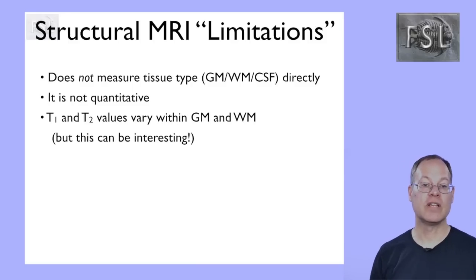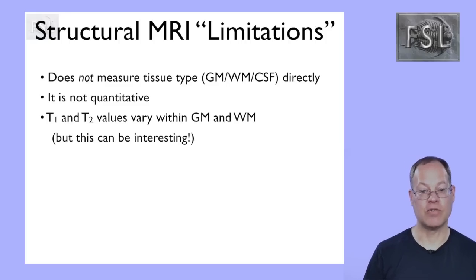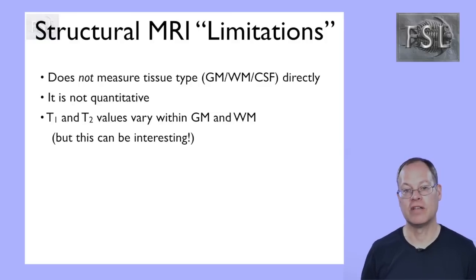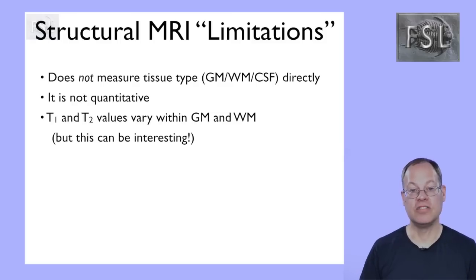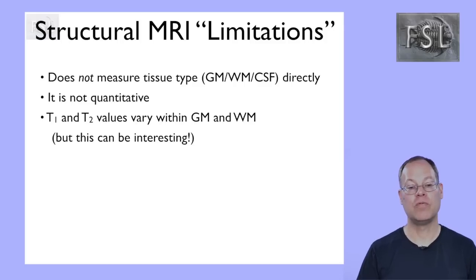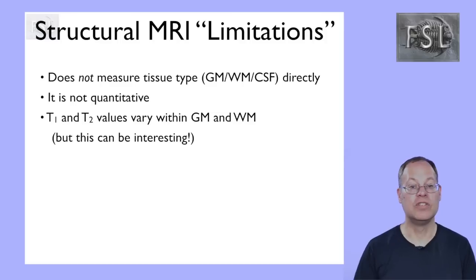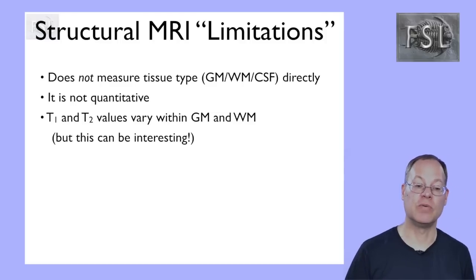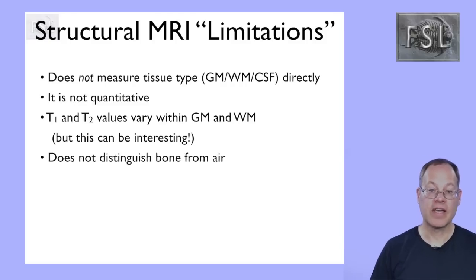The T1 and T2 relaxation properties determine this intensity, and they are very different between grey matter and white matter. However, they also vary within grey matter and within white matter. The variations are much smaller, much more subtle, and they typically represent variations in the biological substrate. For instance, the proportion of neuronal cell bodies versus axons would determine small changes in T1 and T2 relaxation properties. And that can be interesting in and of itself.